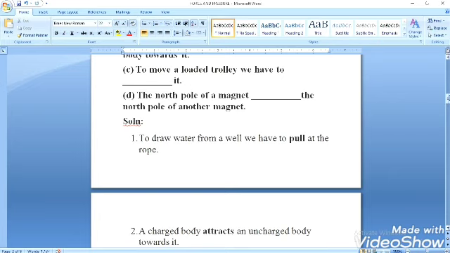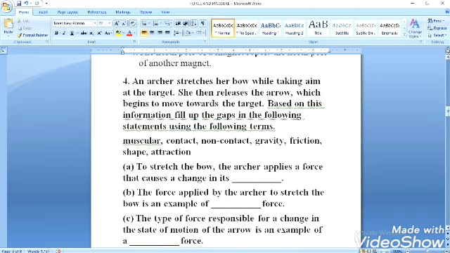Fourth one, an archer stretches her bow while taking aim at the target. She then releases the arrow, which begins to move towards the target. Based on this information, fill up the gaps in the following statements using the following terms. There are some terms: muscular, contact, non-contact, gravity, friction, shape, attraction. So fill in the blanks with these words.